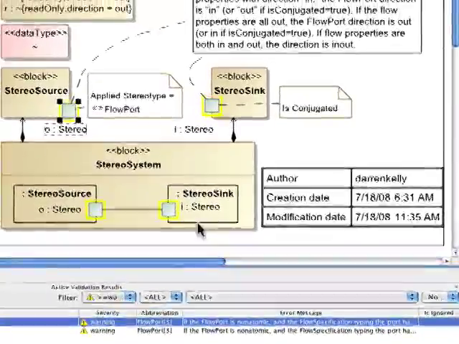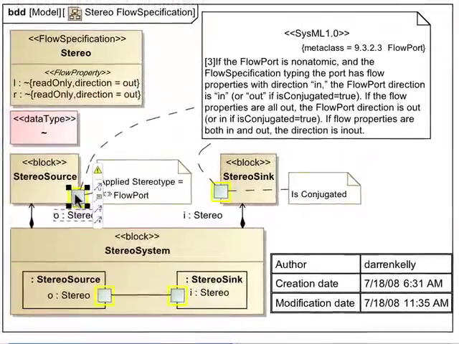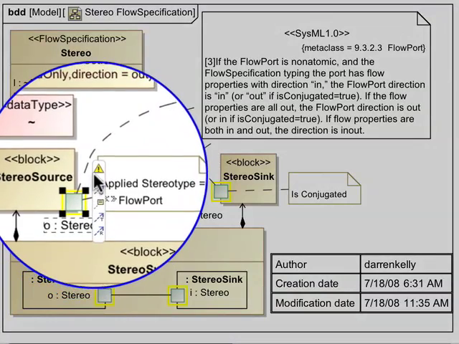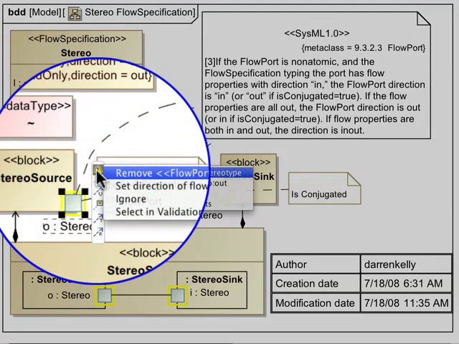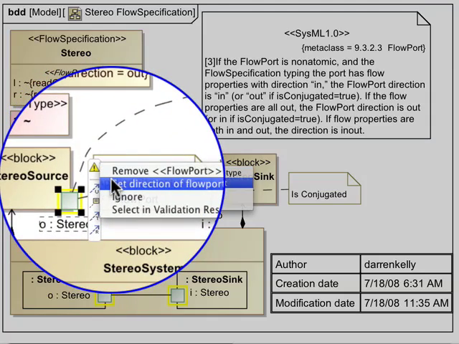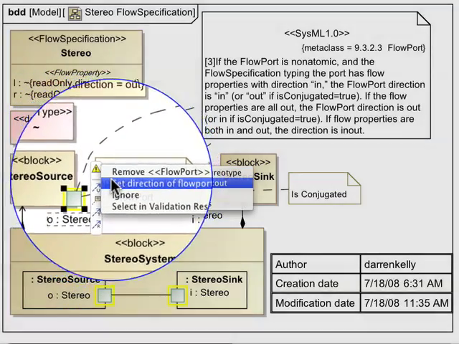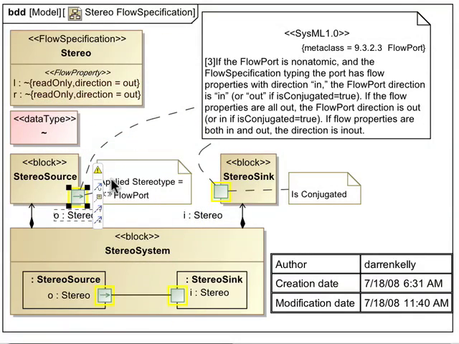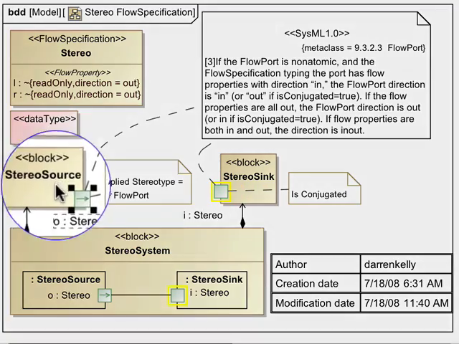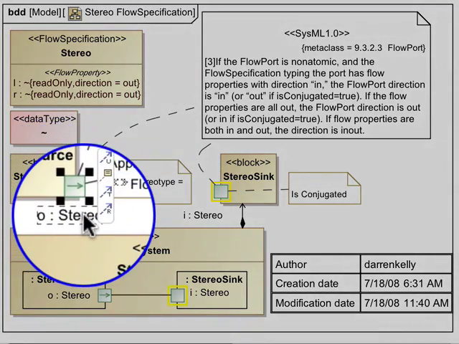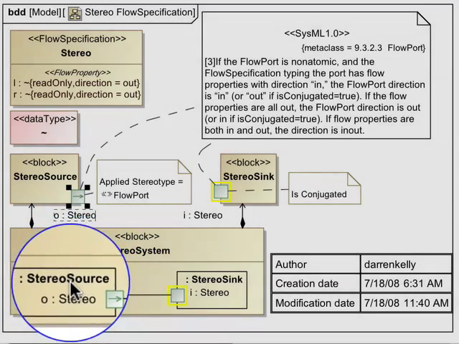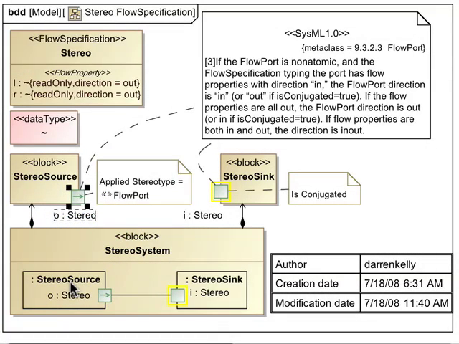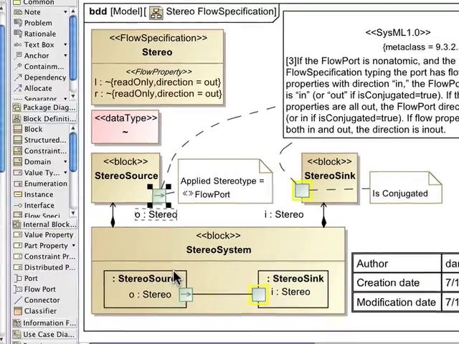Let's now apply the fix. We click on the port once, and then once on the warning sign. Let's set the direction of the flow port to out as suggested. We see immediately that the warning has gone. Similarly, the warning has gone from the port on this usage of the stereo source as a part in a larger system.